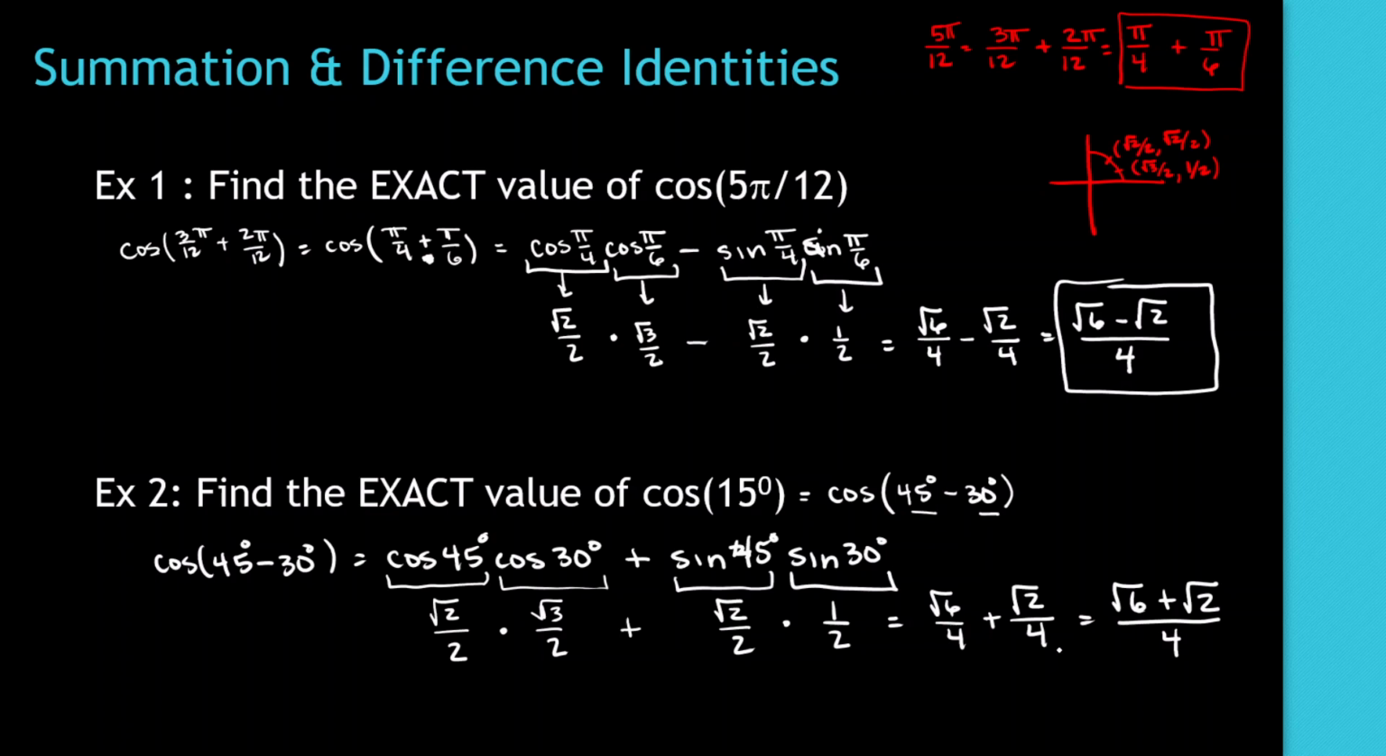A lot of these, because we know 30, 60, 90, 45, because of the angles that we know and the ones we can relate these to, all of these will have a similar look with the square root of 6s and square root of 2s. Those will be the common ones to look for. Okay, so let's do another one.